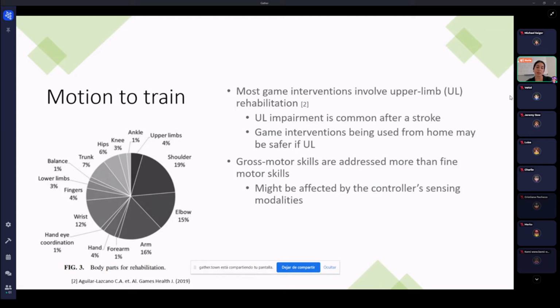Another thing that appeared in the literature is that gross motor skills are addressed more often than finer motor skills. So, for example, arm movement versus finger movements. And this might actually be affected by the controller sensing modalities. So let's get into that.